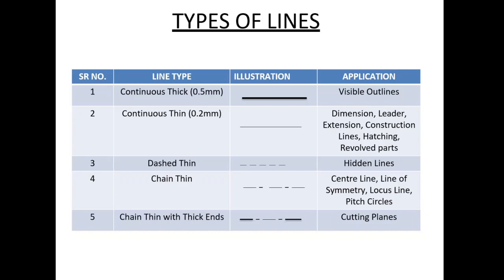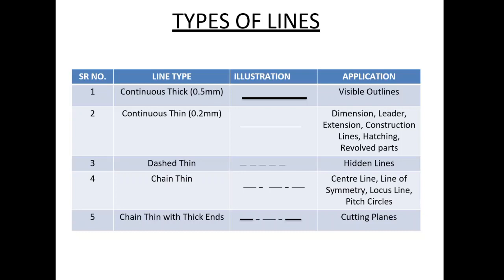Now we will see the third type, that is dash thin. See, the dash thin line can be drawn in this way. It is used for hidden lines, the lines which need to be hidden. In that case, the line drawn is dashed thin.